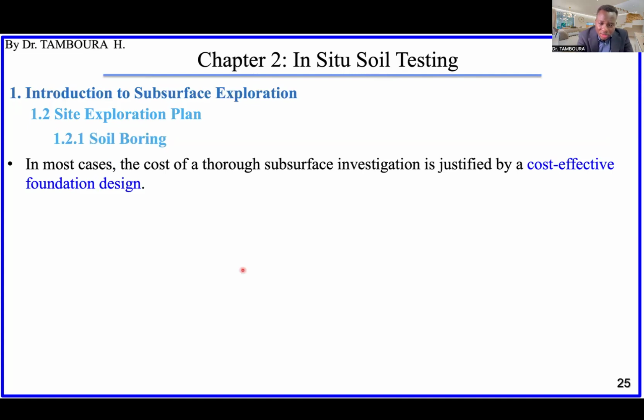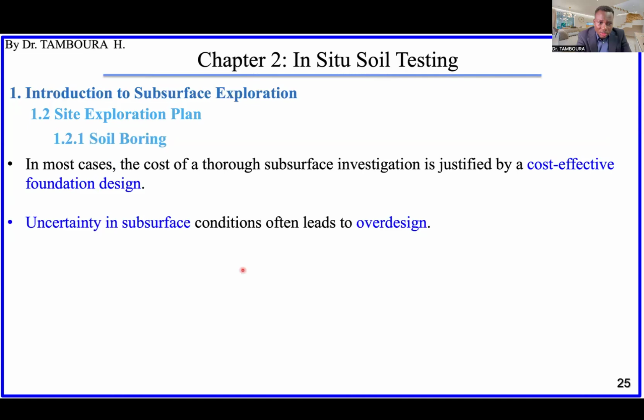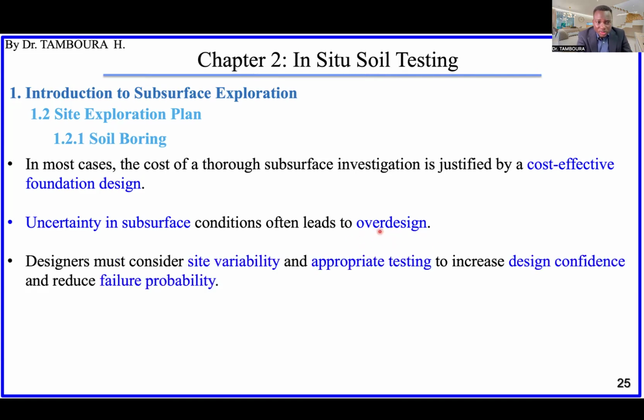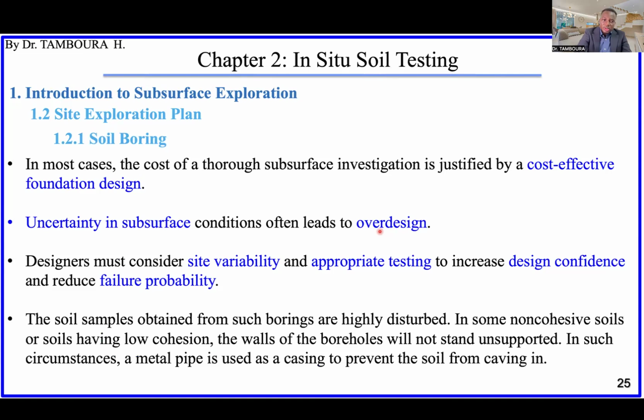In most cases, the cost of the subsurface investigation is justified by the cost effectiveness of foundation design. Uncertainty in subsurface conditions sometimes leads to over design. So we have to be certain that the subsurface is good so that we can limit the over design. The designer must consider the site variability and appropriate testing to increase design confidence and reduce the probability of failure.